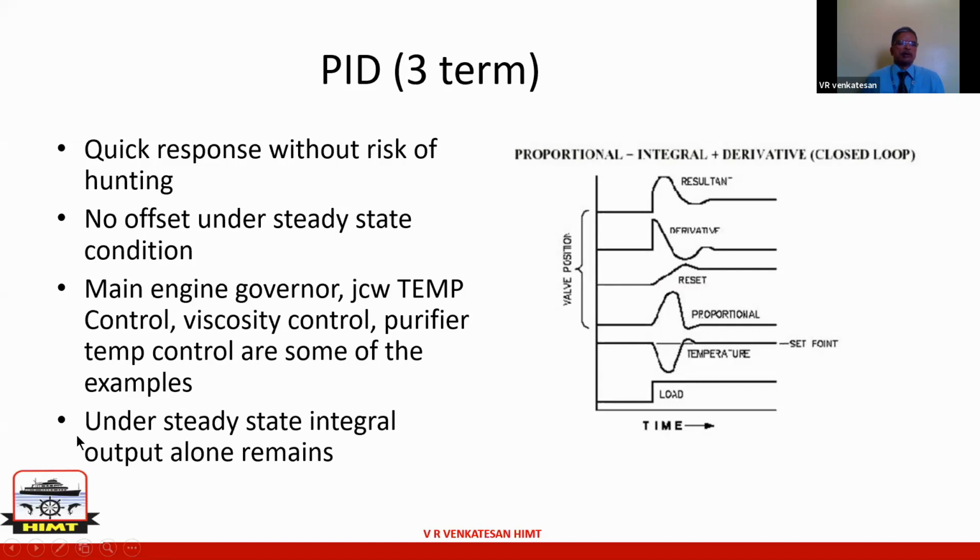And this, as we said before, under steady state control, only the integral output will remain. Others you can see. Derivative is 0. Why is it 0 now? Steady state. Because the error is not changing. Why is proportional output 0?